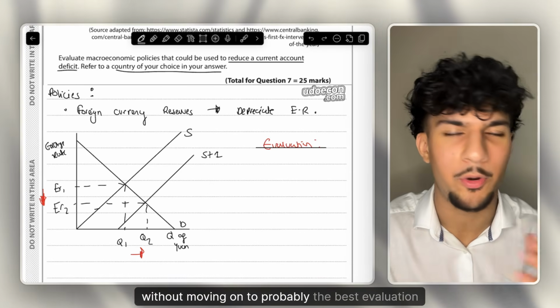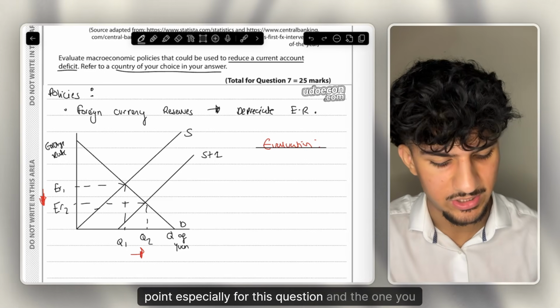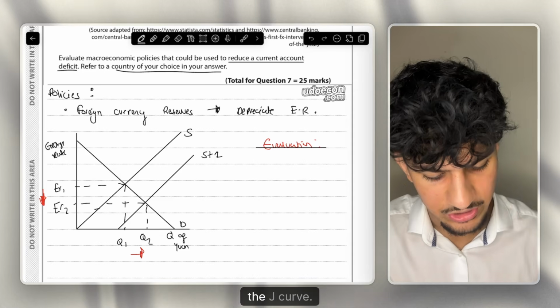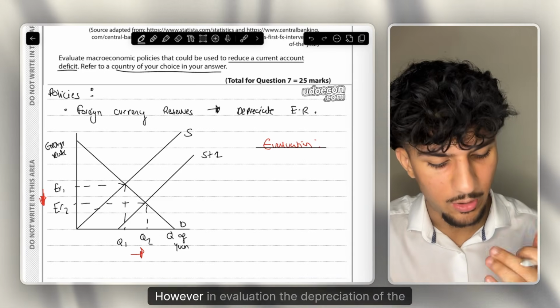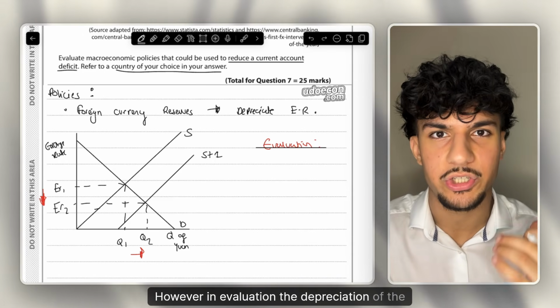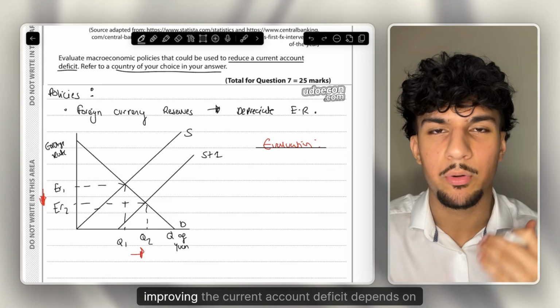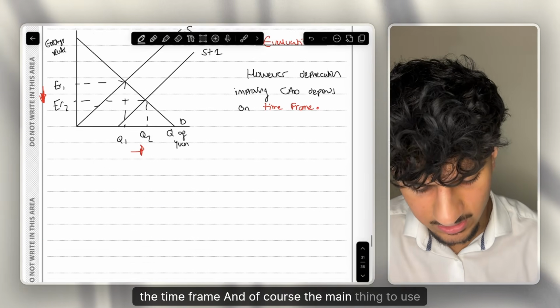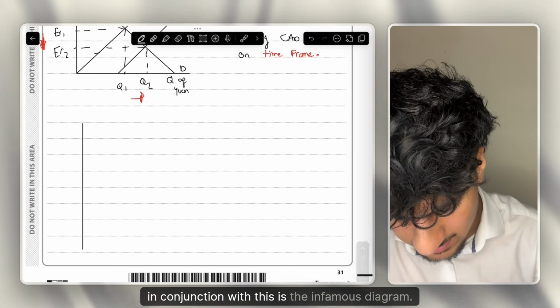But now moving on to probably the best evaluation point, especially for this question, and the one you guys have been waiting for, is of course to do the Marshall-Lerner condition, the J-Curve. And how would I word this evaluation point? However, in evaluation, the depreciation of the currency improving the current account deficit depends on the time frame. And of course, the main thing to use in conjunction with this is the infamous diagram.